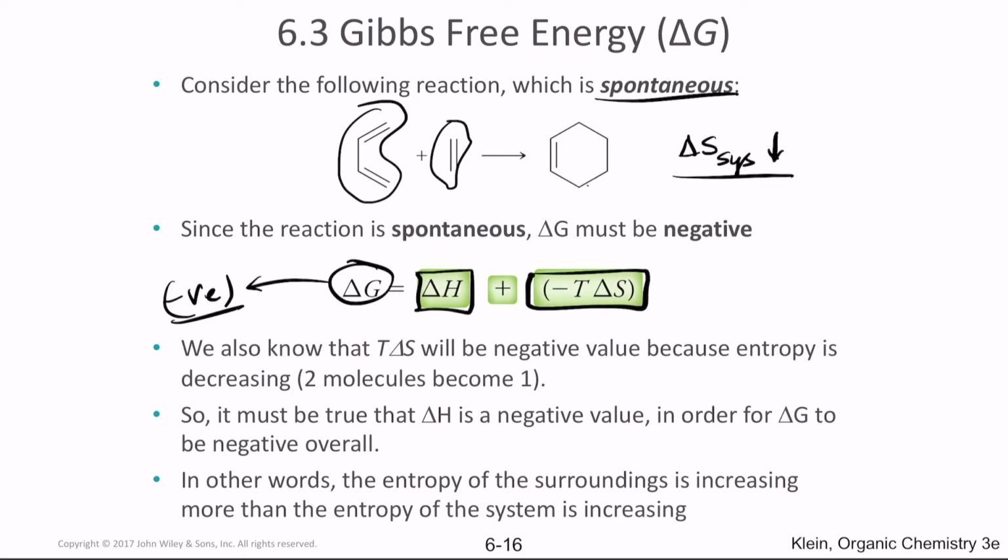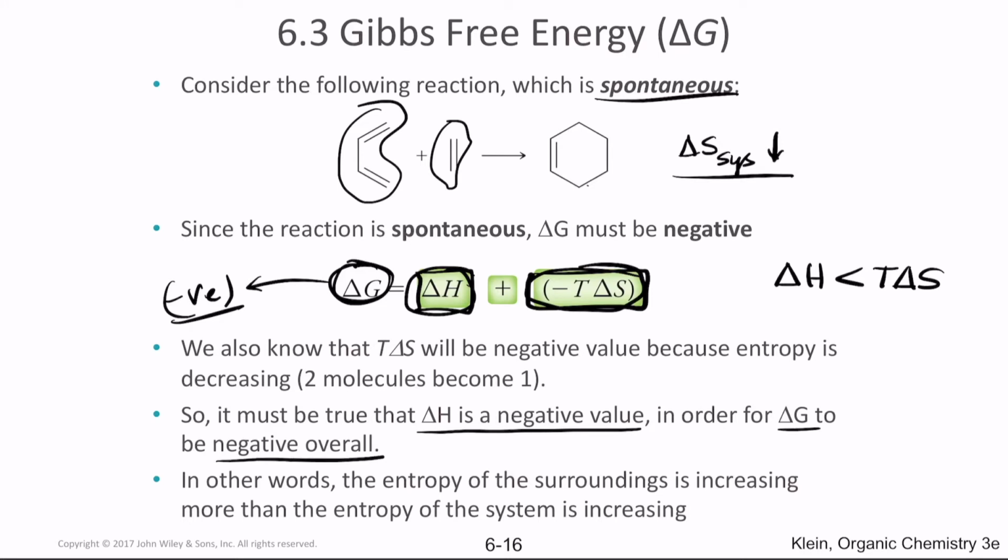H and minus T delta S. So for delta G to become negative, the second term here must be greater than the first term here. Which means that T delta S has to be greater than delta H, or we can write it this way: delta H has to be less than T delta S. So it must be true that delta H is a negative value in order for delta G to be negative overall. So that's the only case where the system will end up becoming negative.